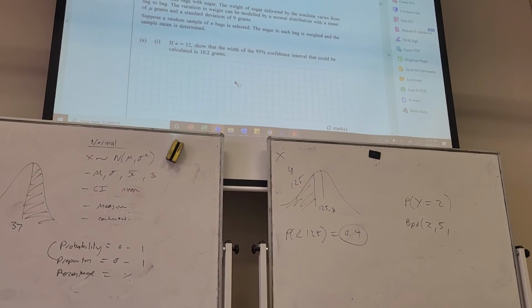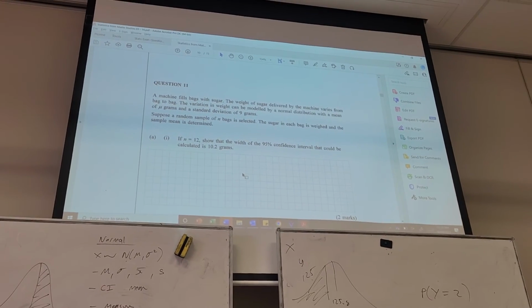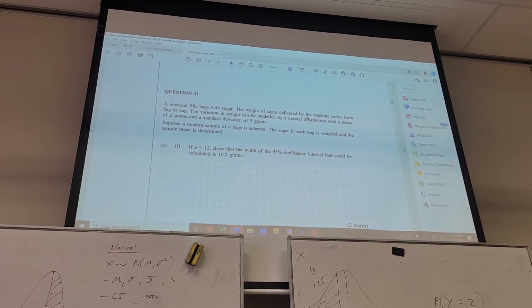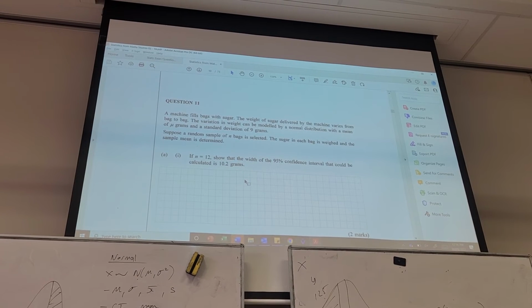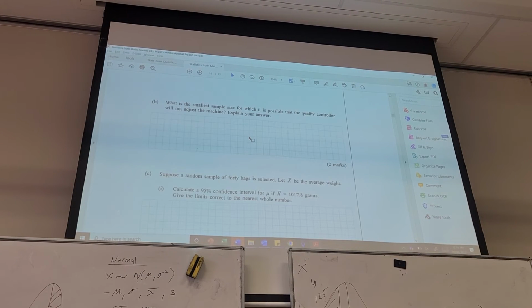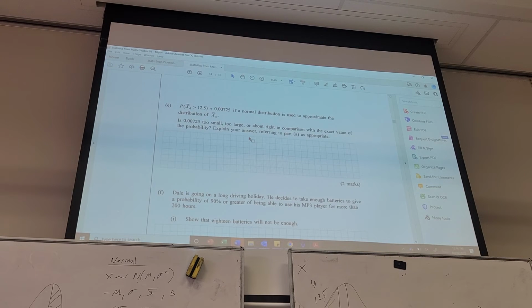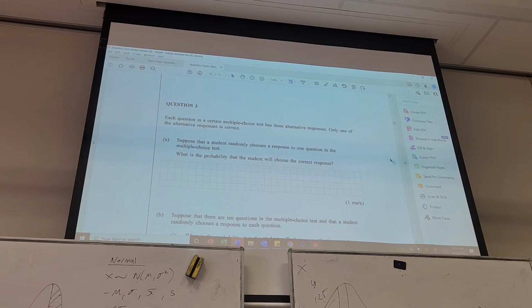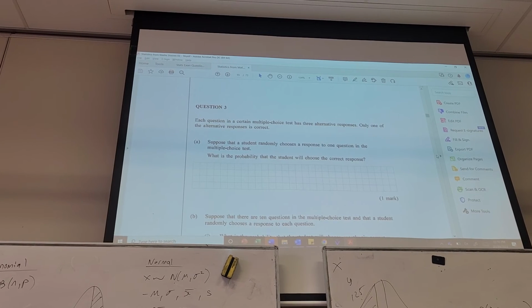All right, maybe we'll look at one more. So I'm just going to scroll through. Look, we've got mean, standard deviation. So that's telling us normal distribution. Let's move on, see if there's one that's a little bit ambiguous. Okay, multiple choice here.